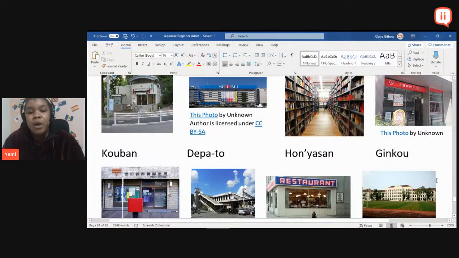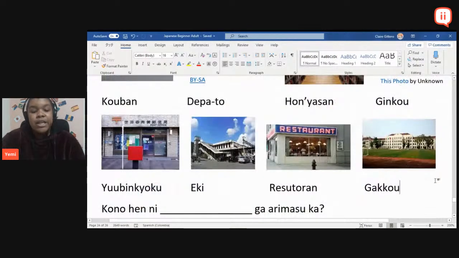Koban. Koban. Depato. Depato. Honyasan. Honyasan. Ginko. Ginko. Yubin kyoku. Yubin kyoku. Eki. Eki. Restaurant. Restaurant.